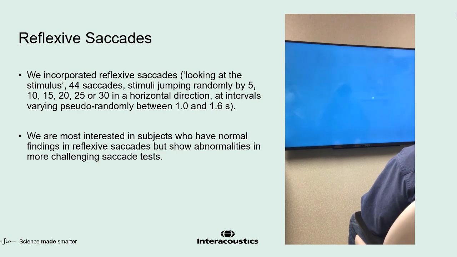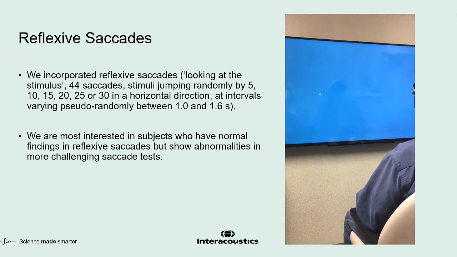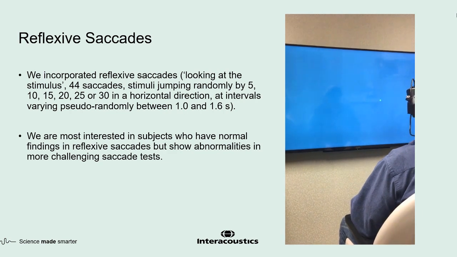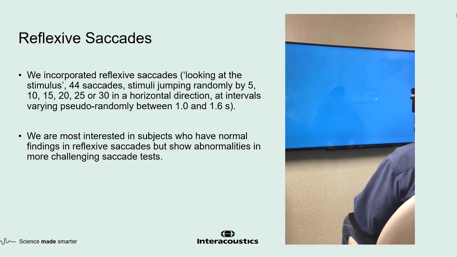Now, if you take a look at a standard reflexive saccade task, the ones that are part of the normal VOG battery that we have in our systems, reflexive saccades are also known as our random saccades. That pathway is basically looking at the stimulus. There's 44 saccades. They jump randomly by 5, 10, 15, 20, 25, or 30 degrees in a horizontal direction with random variation of duration. Now, a lot of people that have seen traumatic brain injuries show normal findings in these saccades, but they show abnormalities in the more challenging tests that we bring out in saccadometry.